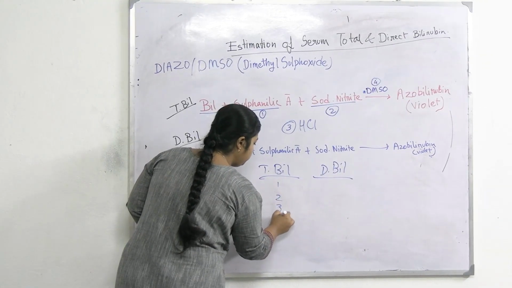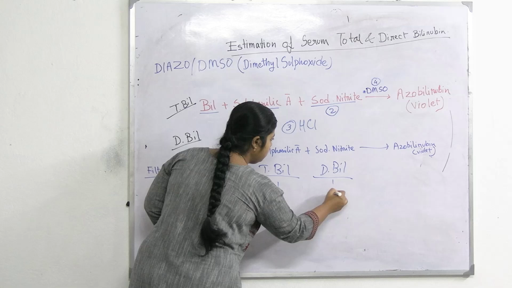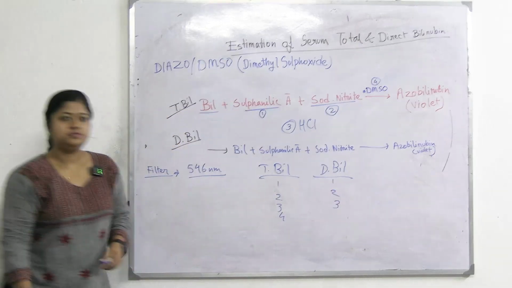1, 2, 3, 4 in T bil and for D bil 1, 2, 3. Okay? Clear? So in reagents we will have sulfonilic acid, sodium nitrite, hydrochloric acid and DMSO. Next come to the procedure.